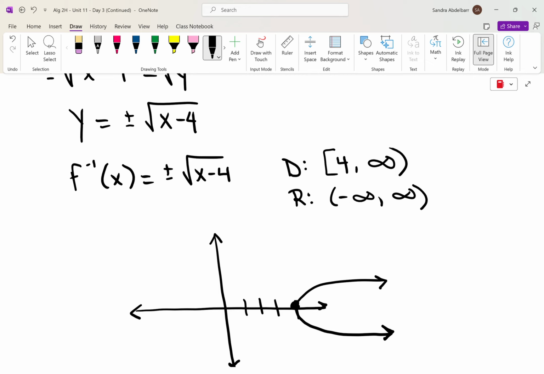Philip? It's not a function. I'm sorry? It's not a function. It's not a function? Yeah. Correct. Good. But what does this look like? I don't know. A parabola. But a parabola that's been what? Rotated. It looks like a rotated parabola.